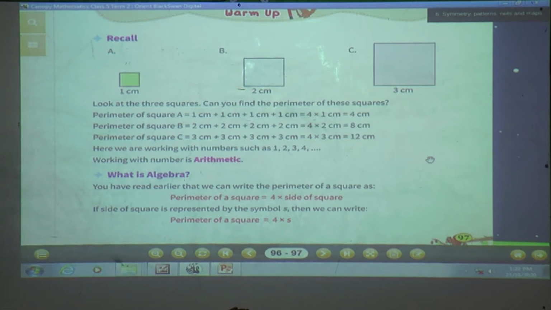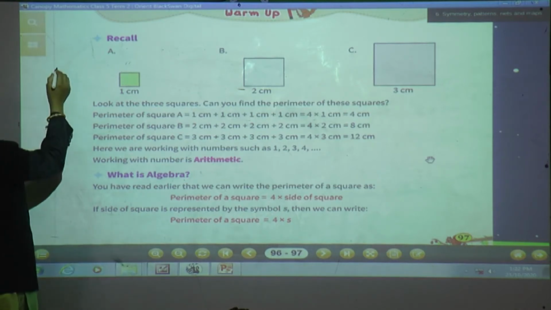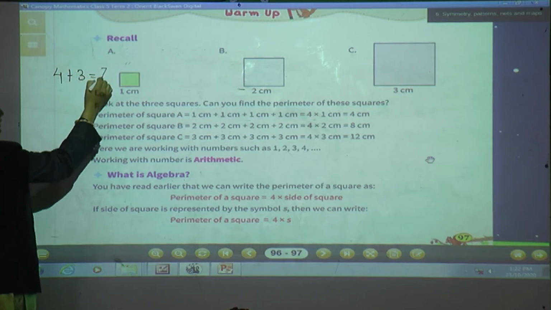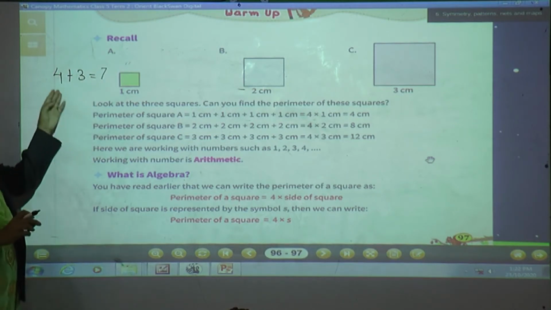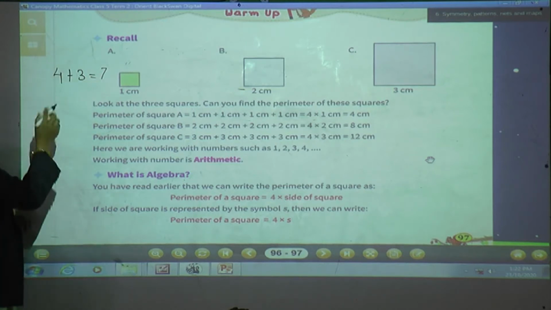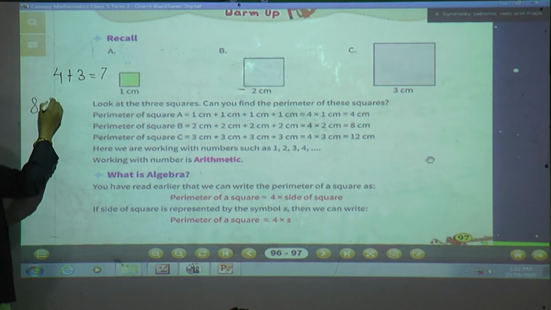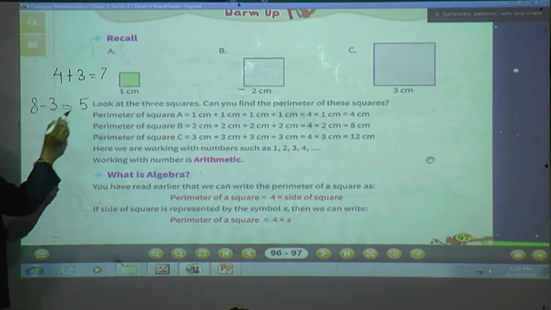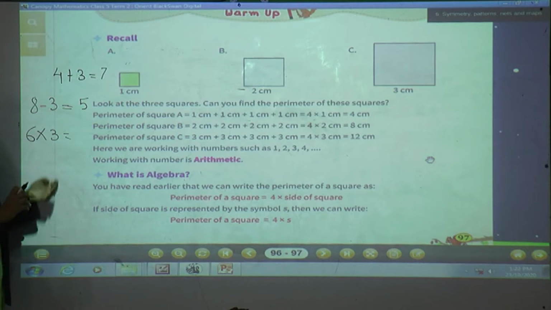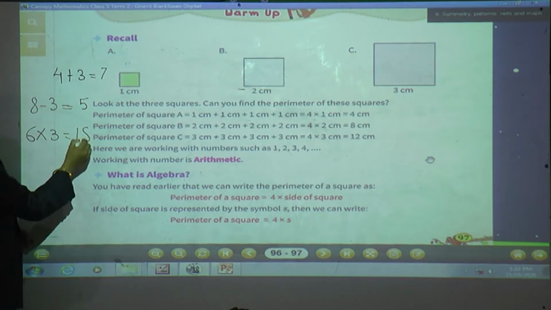Students, in arithmetic, we can do addition, isn't it? 4 plus 3, yes students, 7. So, in addition we get the sum. We can subtract also. What is the subtraction of these two numbers? 5. Very good. Now, this is a multiplication. So, 6 multiplied by 3, 18.